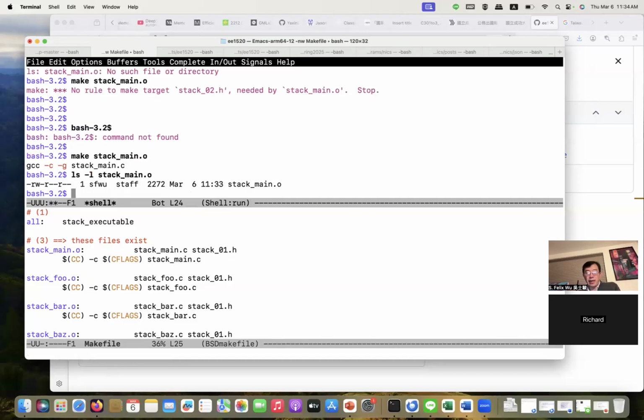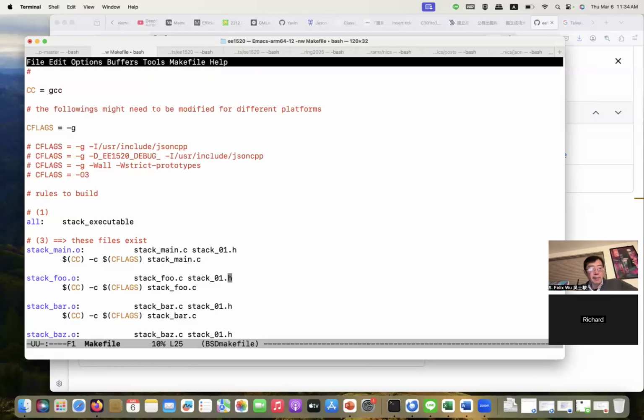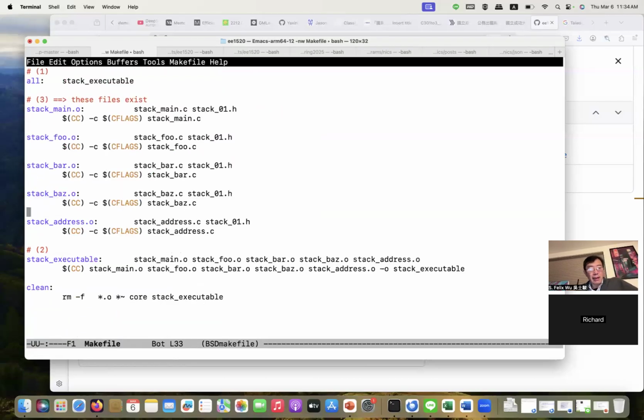Earlier, I showed you the case about 1 minute ago. The file doesn't exist, but firing this particular rule, stack main.o, will generate that. Okay, so hope you get that. Now let's get back. So now I finish the stack main.o.